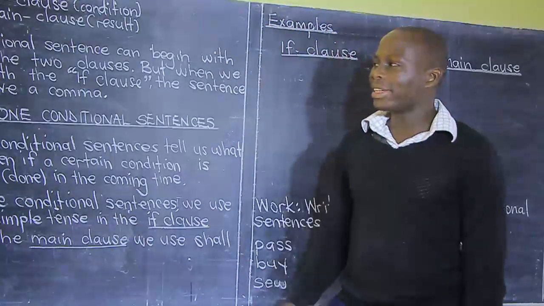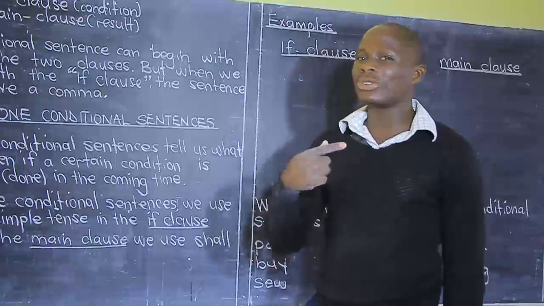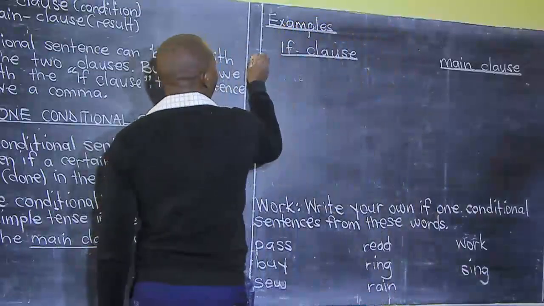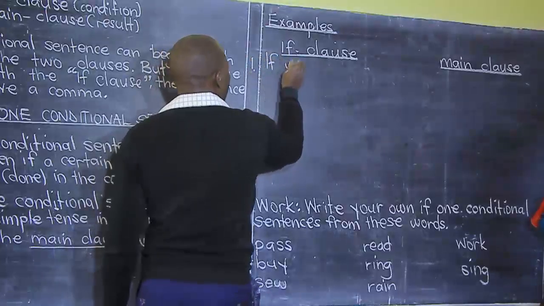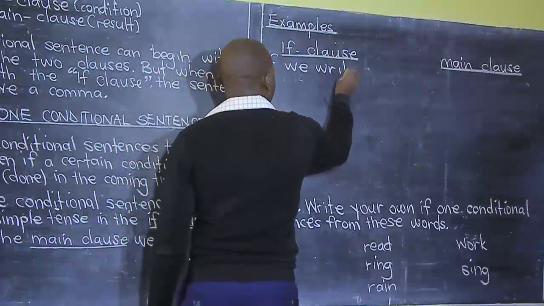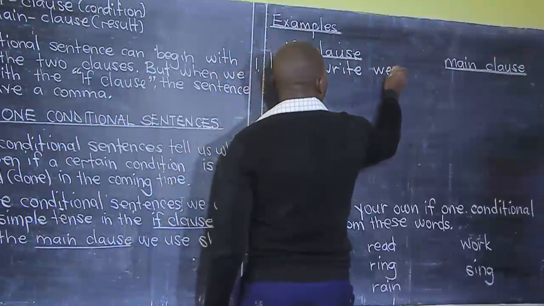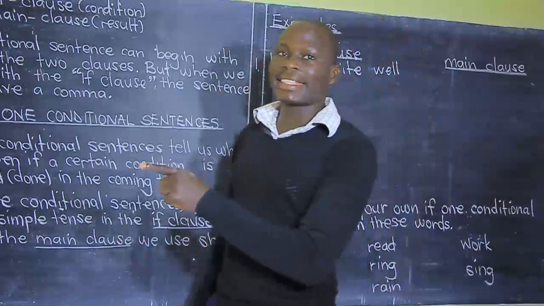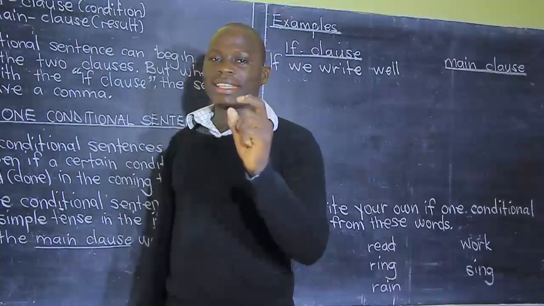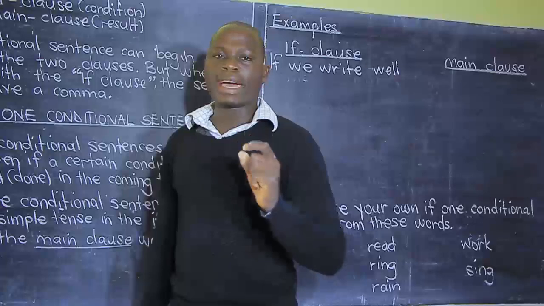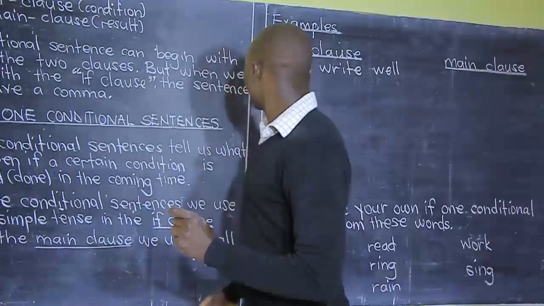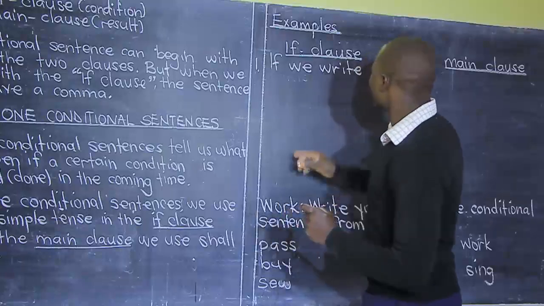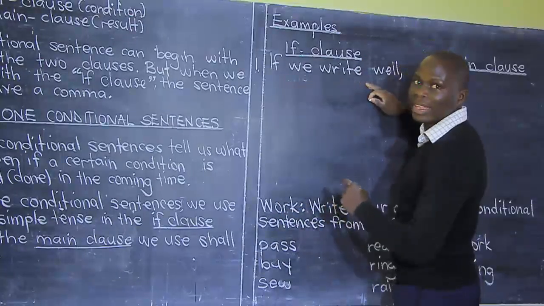You see that? What is the condition here? The condition is that we should write well if we want the teacher to appreciate our work. Let me put it down for you here. If we write well. Now, one of the rules was telling us that once you start the sentence with the if clause, you put a comma. You put a what? A comma. So when you are writing this, if we write well, I put my comma. So this is the if clause. This is the if part of the sentence.